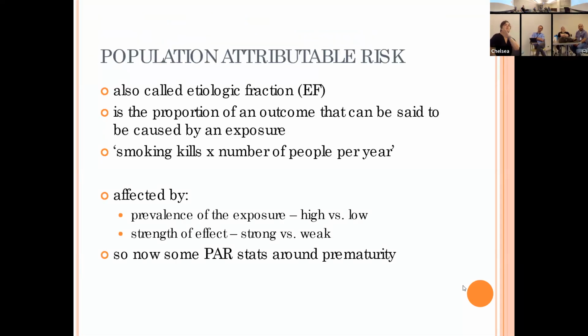So then we have to get to this idea of population attributable risk or etiologic fraction. It's the idea that the impact something has at a population level is affected both by how bad it is and by how many people are affected by it. If something's really, really bad, but it only affects two people, at the population level it's not going to have a huge impact, right? But if something's only mildly bad, but it affects 60% of the population, it's going to have a much larger impact on the population at large.